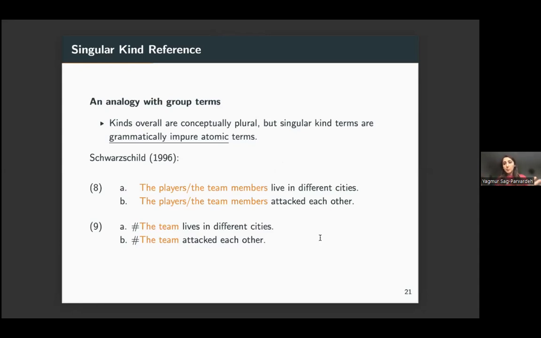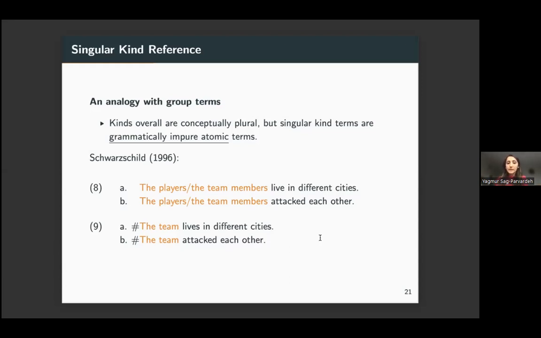The players is a plurality. The team is a group denoting term. When you think about the team, it's a singular noun, but it has some conceptual plurality in it. It has members, right? To be considered a team, you have to have plural, more than one member at least. But with the players, it's the same: if you belong to the team as players, then you're also a plurality together. But a group is more than the totality of its members.